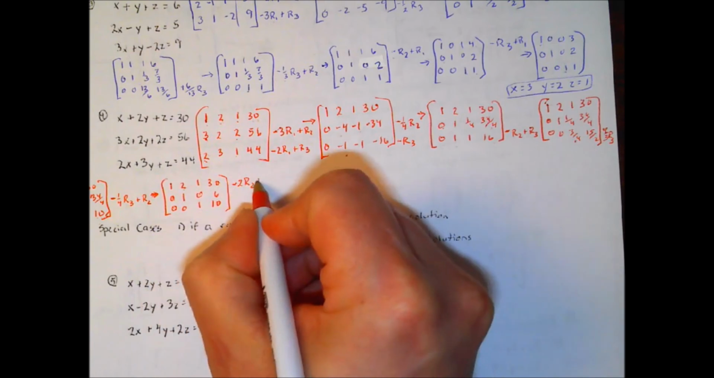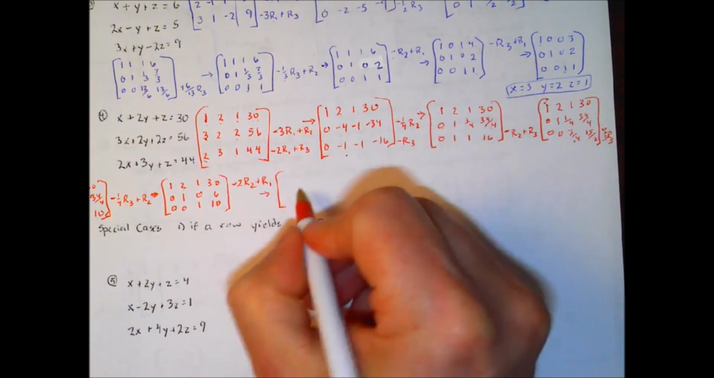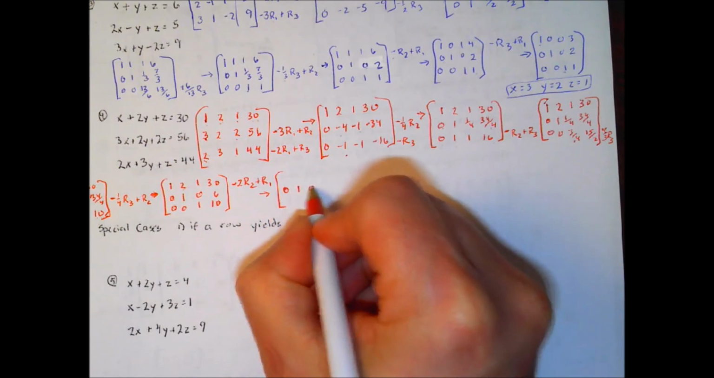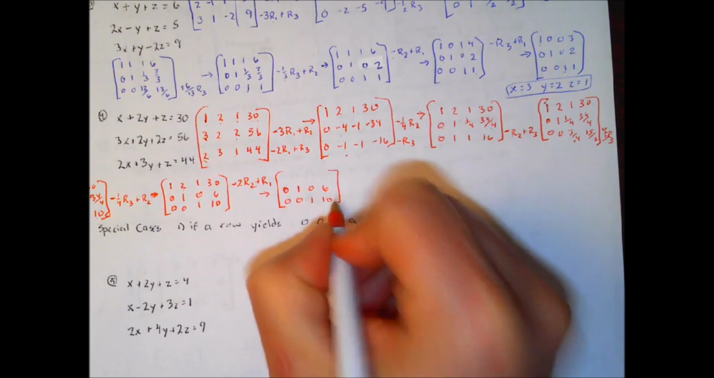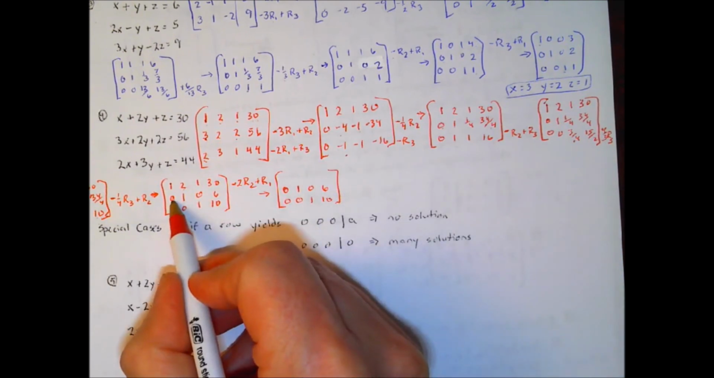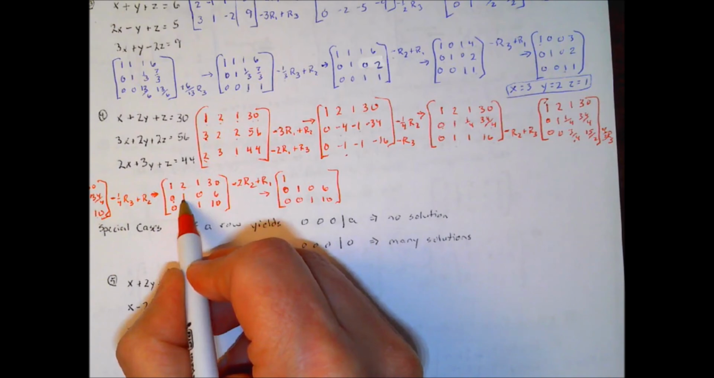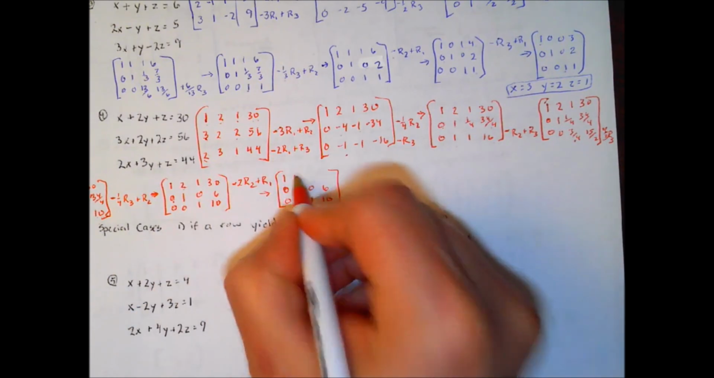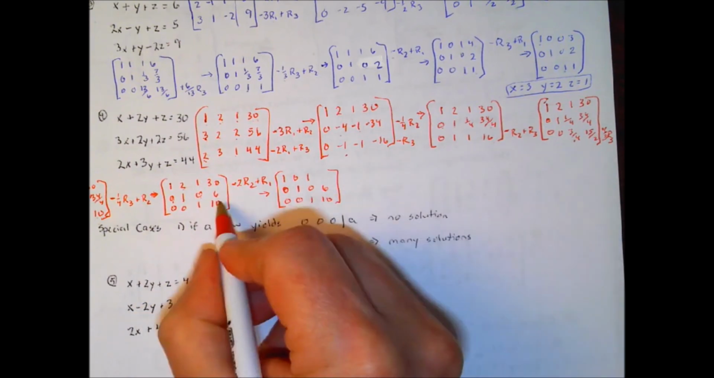Okay, so I'm not changing this or this. So negative 2 times 0 is 0, plus 1 is still 1. Negative 2 times 1 is negative 2, plus 2 is 0. Negative 2 times 0 is 0, plus 1 is 1. Negative 2 times 6 is negative 12, plus 30 is 18.